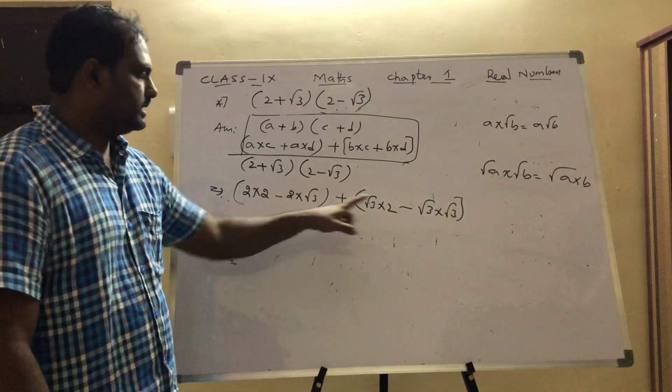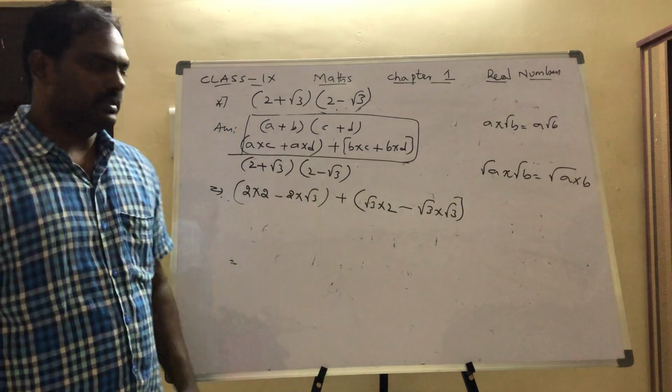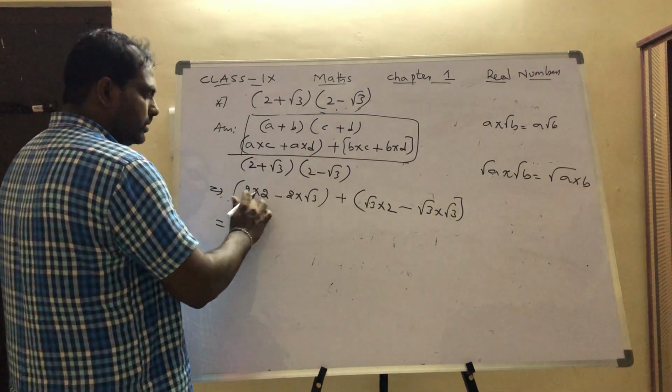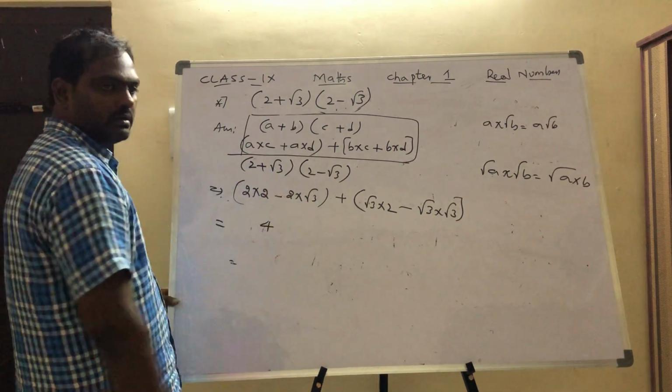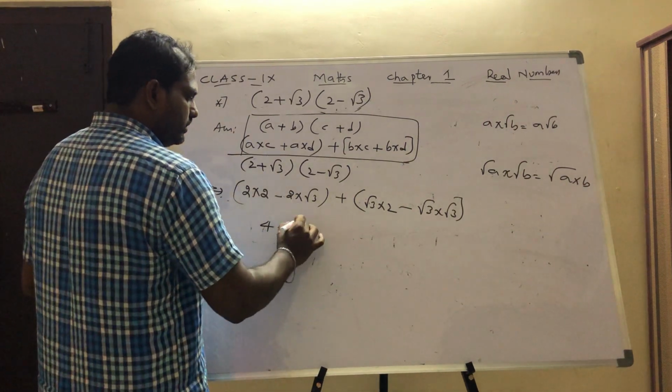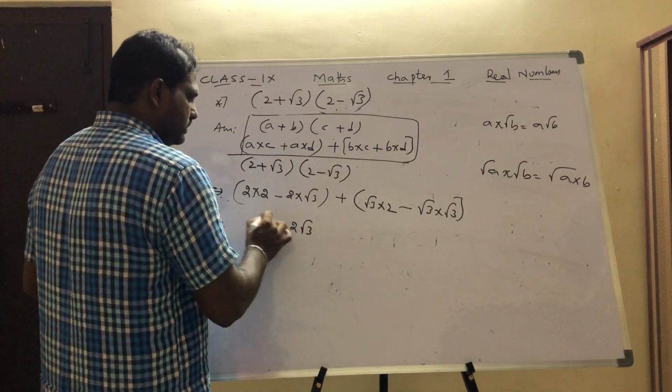And why I have taken minus? Because I am multiplying this with these two numbers. And what is the next step? 2 into 2. How much is it? 4 minus 2 into root 3. How much? 2 root 3.